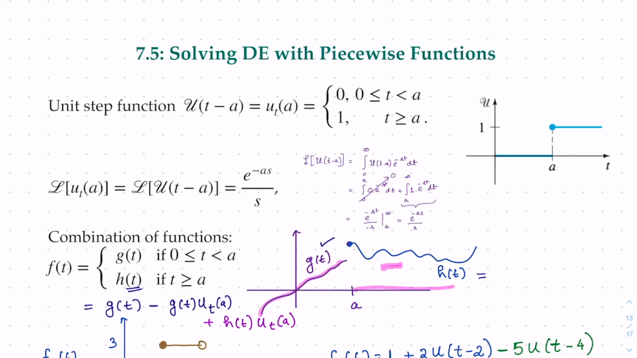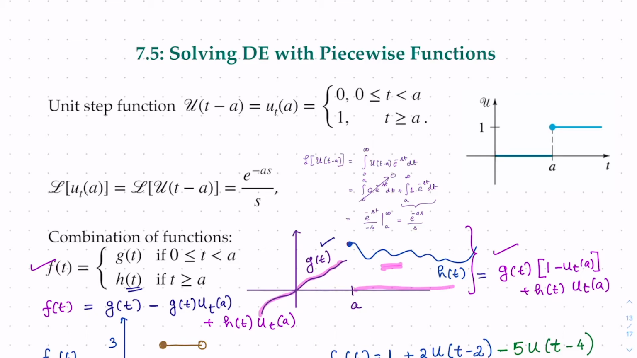Right? And that's what we have. And that's the function that represents f of t, the one that's in the picture or the one that's over here. The one that's in the picture represents this function. So if I simplify this function, ladies and gentlemen, this whole thing can be simplified into g of t times 1 minus u_t of a, plus h of t times u_t of a.